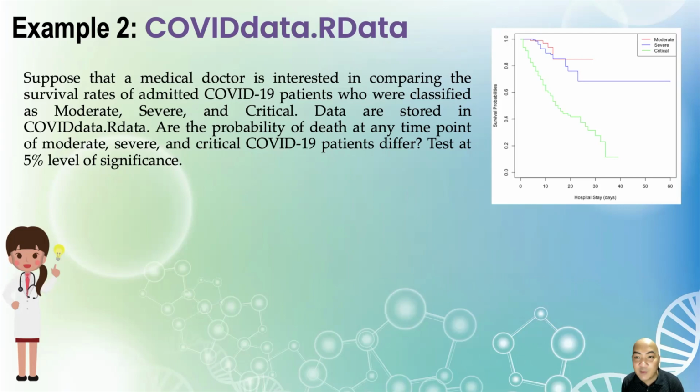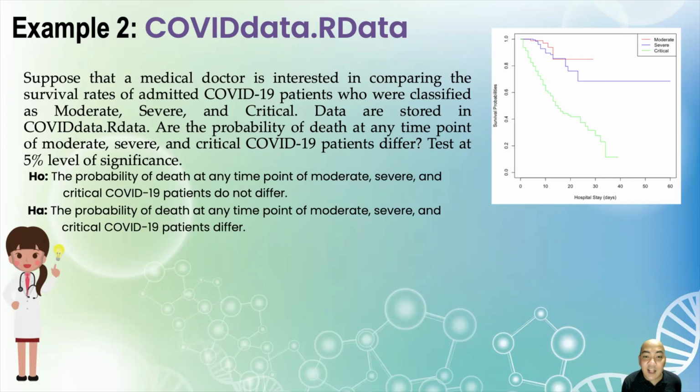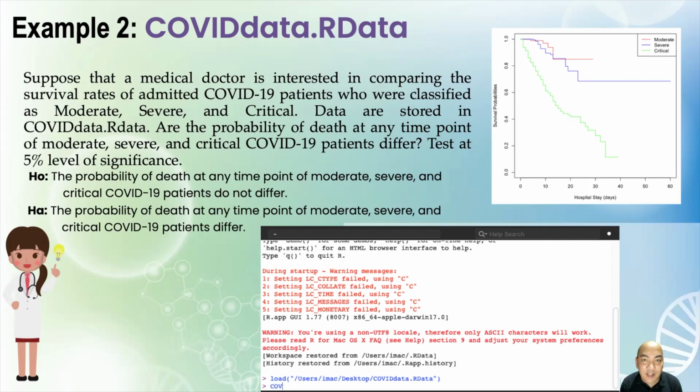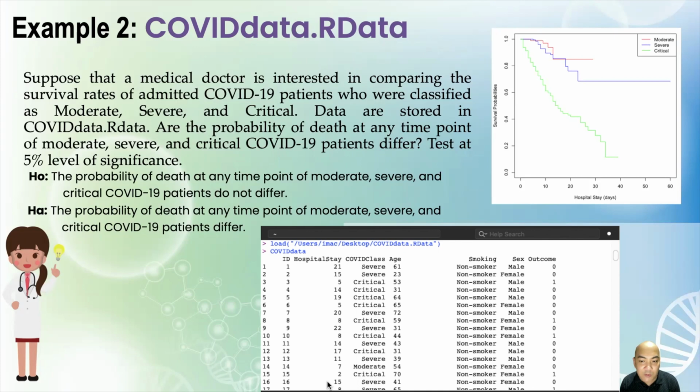So of course, the first thing that we have to do is to construct the null and the alternative hypothesis, in which the null hypothesis is that the probability of death at any time point of moderate, severe, and critical COVID-19 patients do not differ. And the alternative hypothesis is that the probability of death at any time point of moderate, severe, and critical COVID-19 patients differ. And opening the data, COVID data.rdata, we see 3 essential columns, which are the hospital stay, which is the time, the COVID class, which has 3 classes here: severe, critical, and moderate. And the outcome, in which 0 means censored and 1 means the death already occurred.